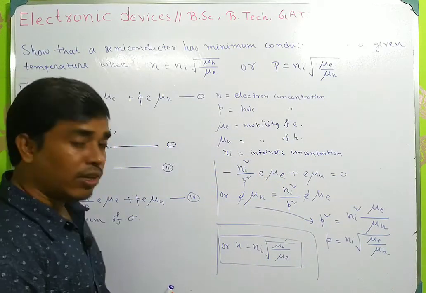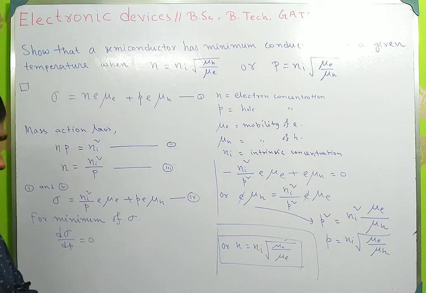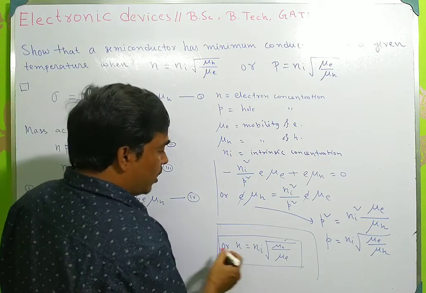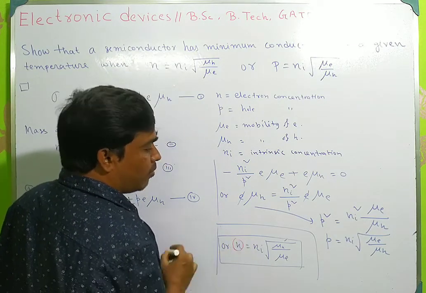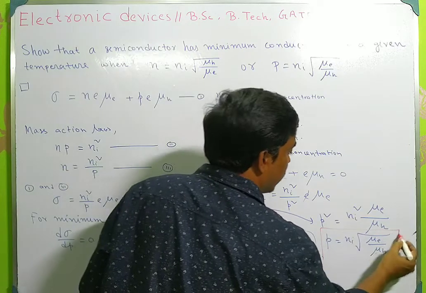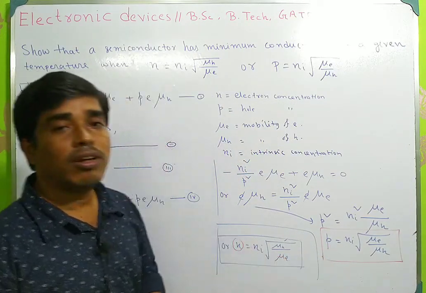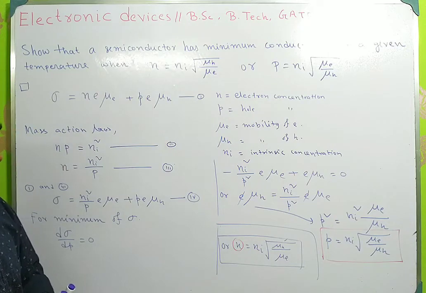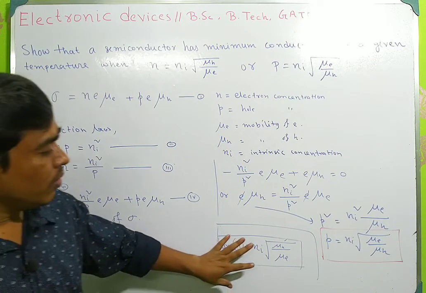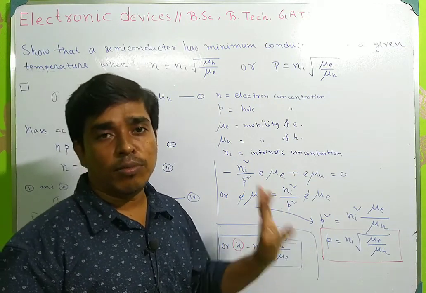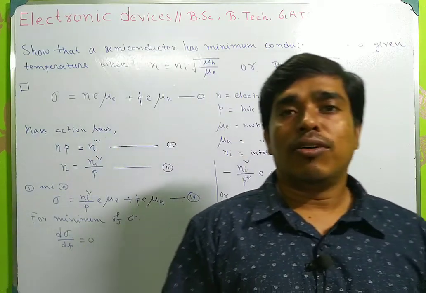So these are the two conditions. This condition is in terms of negative concentration and this condition is in terms of positive concentration. So this is the condition at which the semiconductor conducts minimum conductivity.